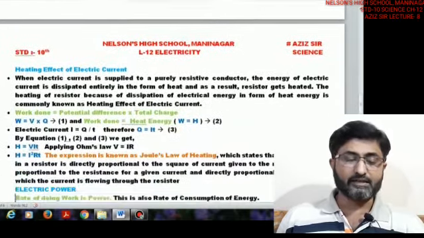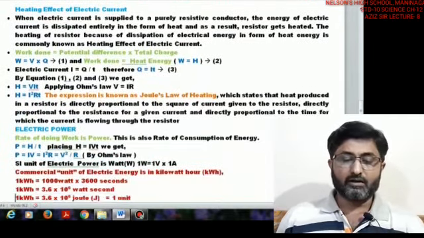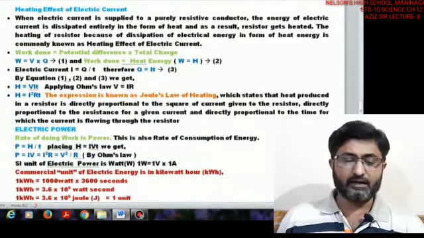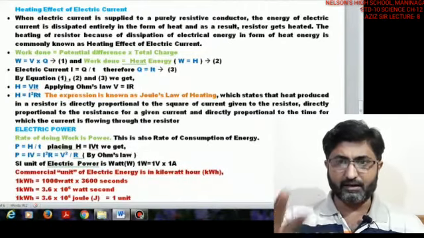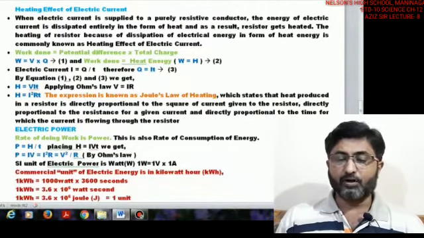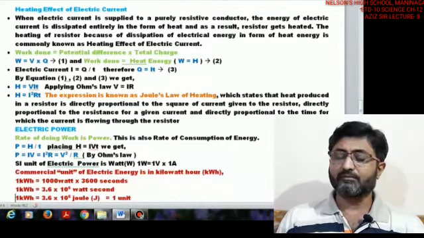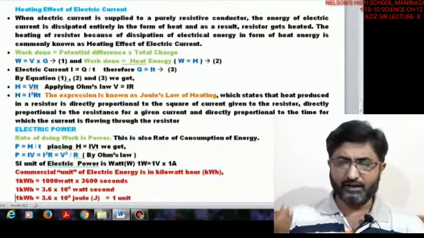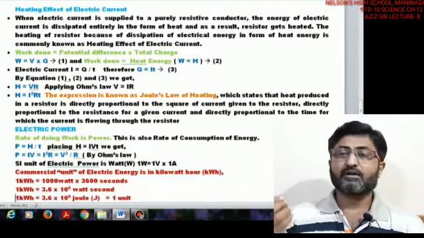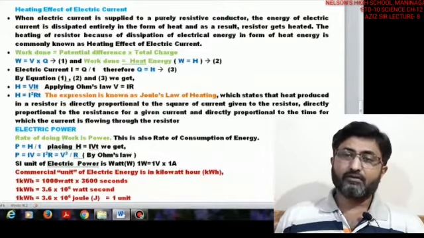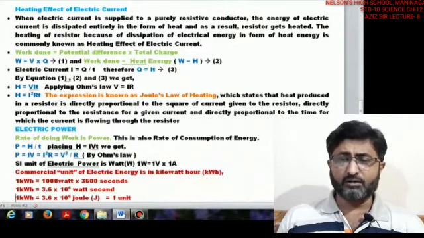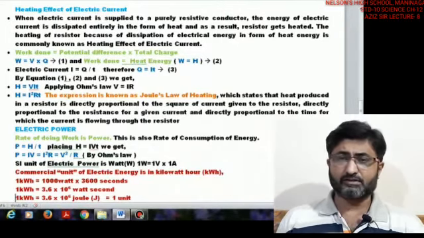The next topic is the heating effect of electric current. Now the heating effect of electric current is when current is supplied in a circuit with purely resistive conductors, that means maybe a bulb, a geyser, tube lights, whatever amount of bulbs you are keeping, or televisions, these are all called resistors.